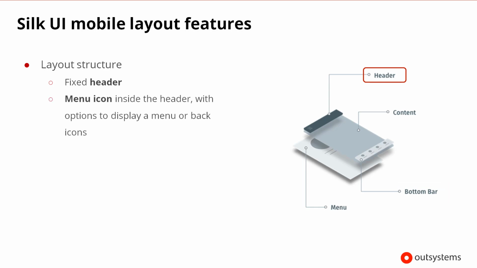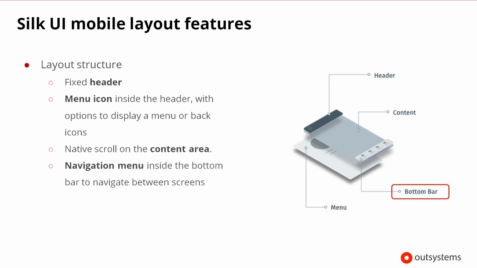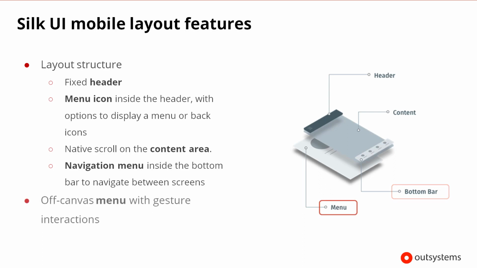The header also includes on the left a menu icon that allows access to the menu. By default, this menu icon will turn into a black arrow as you navigate through your application. The main area where the content placeholder is located is where the content of each screen should be placed, and it includes native scroll. The bottom bar placeholder is useful to provide a quick navigation menu to the end user. By default, this menu is hidden away, but it's part of the layout as well. The menu can be accessed either by clicking the menu icon or swiping from the left edge.